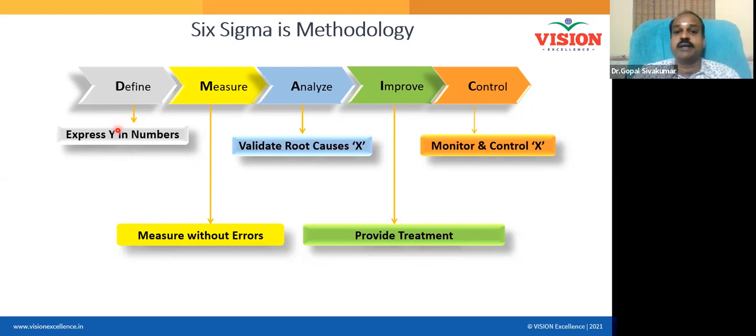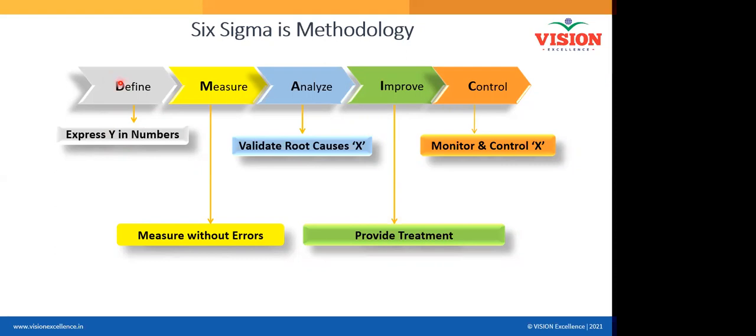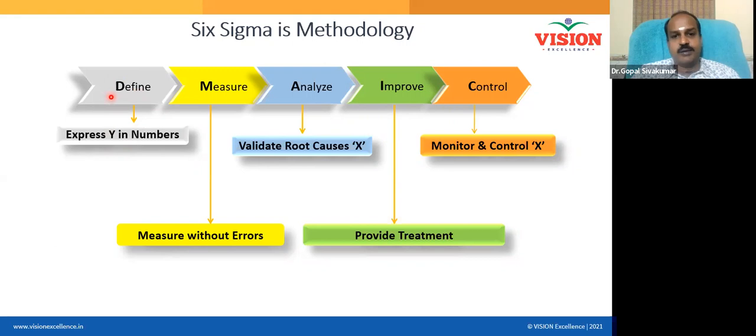The problem is properly defined. There is no point simply beating around the bush. Sometimes we should come to the point. That is called define. A well-defined problem is half solved. If you are not able to define the problem in terms of numbers, it simply means you don't even know what the problem is. If you don't even know what the problem is, why do you want to measure it? If you don't even know what the problem is, why do you want to analyze it? If you don't even understand what the problem is, why do you want to offer a solution?